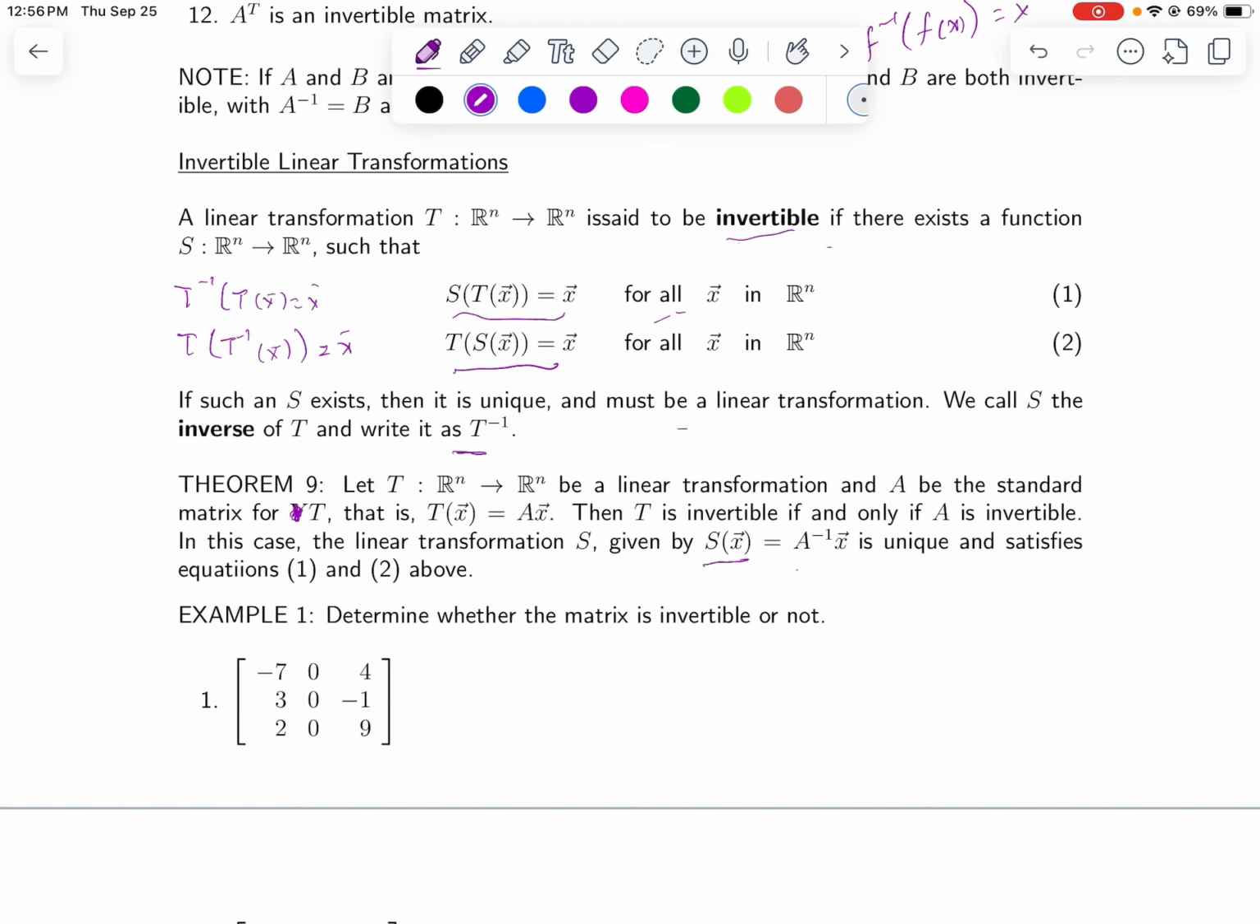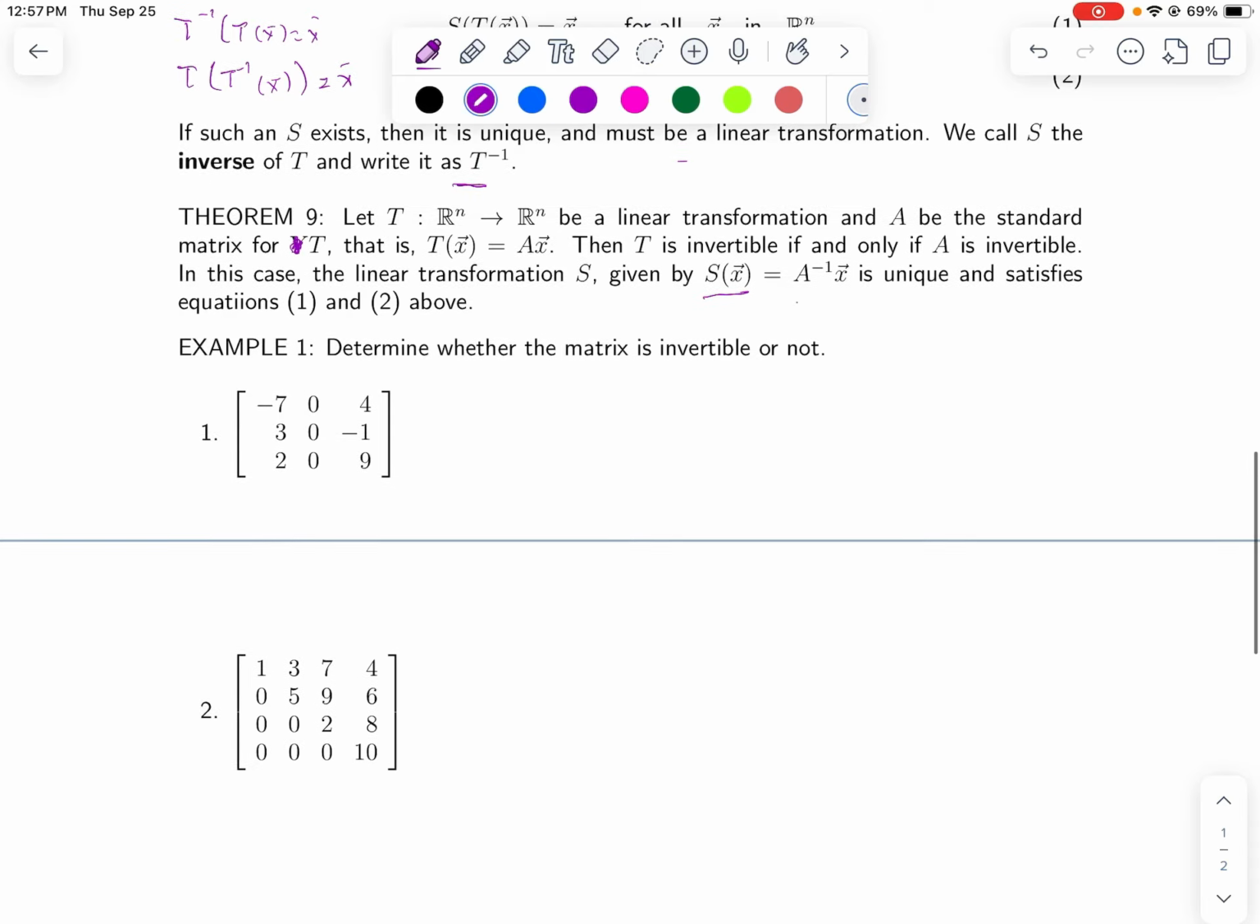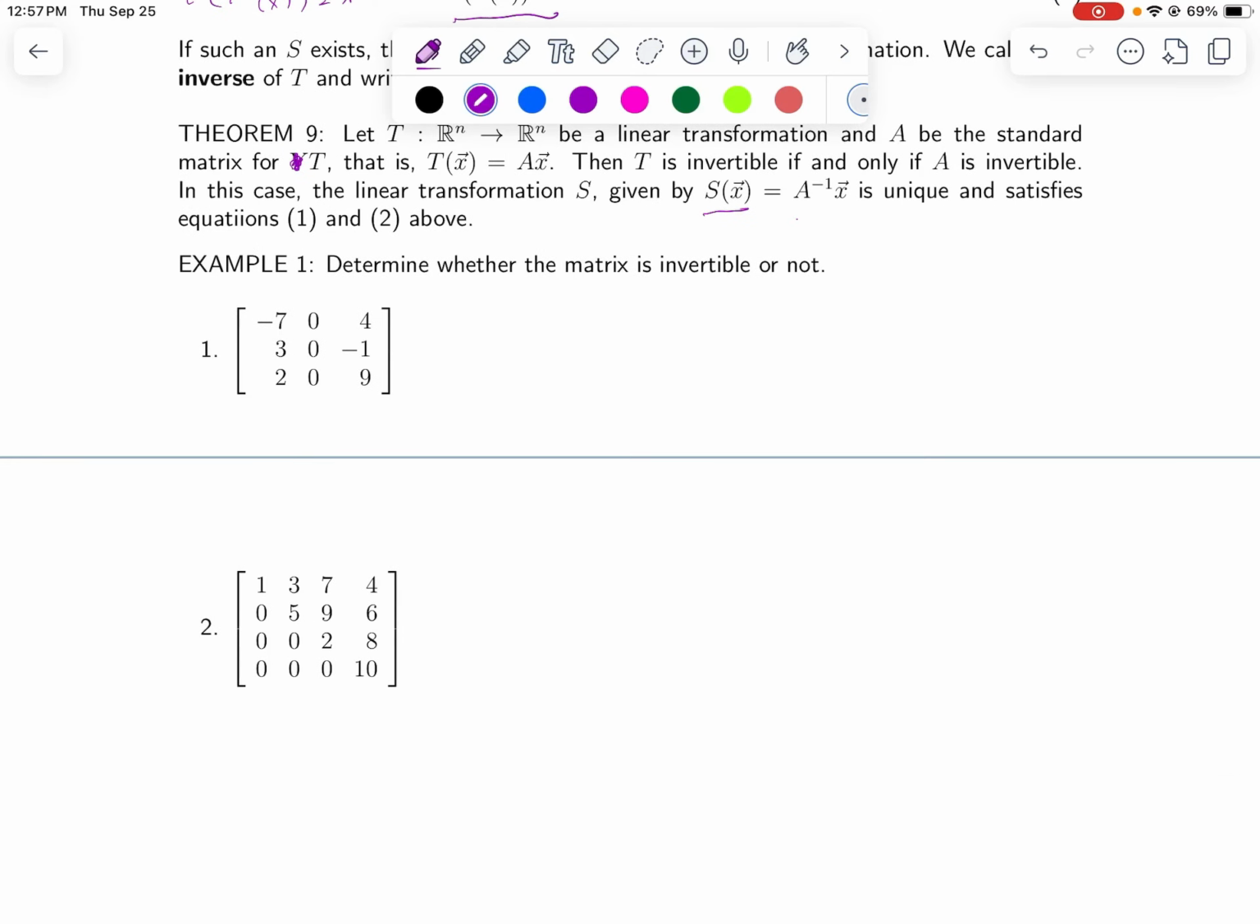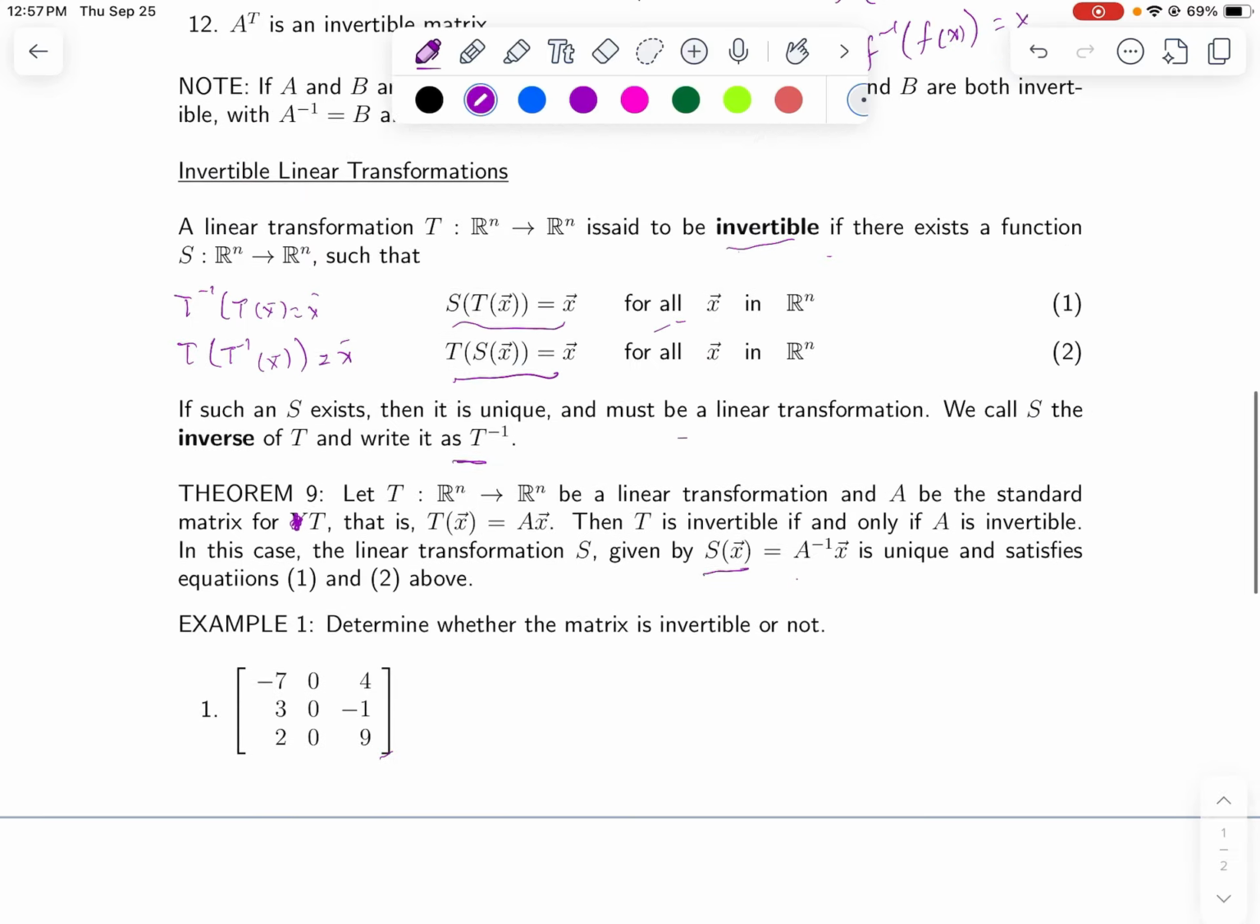There are not many here, just a couple of examples. So determine whether the matrix is invertible or not. Now, if you are given a matrix, you have to find out whether its inverse exists or the matrix is invertible or not. We can write down the augmented matrix with the identity matrix and do our whole procedure, the row operations, and figure out whether the inverse exists or not.